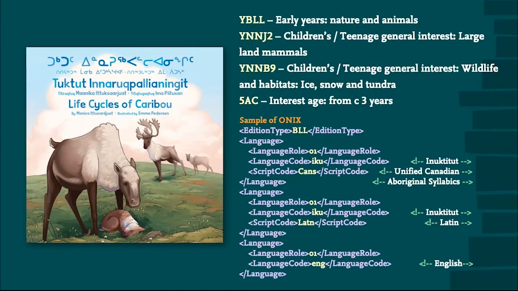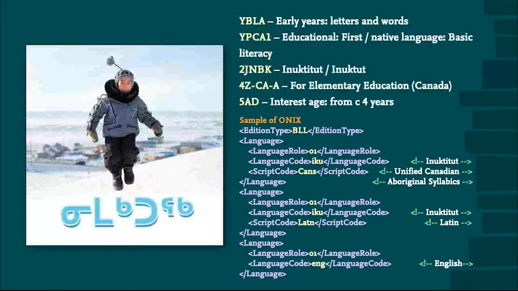That is a very, very important element in ONIX. When you have books that are published, particularly in languages that are less common, and in scripts that are less common, it's really important to include that information about the language and scripts, because it makes those titles more visible.